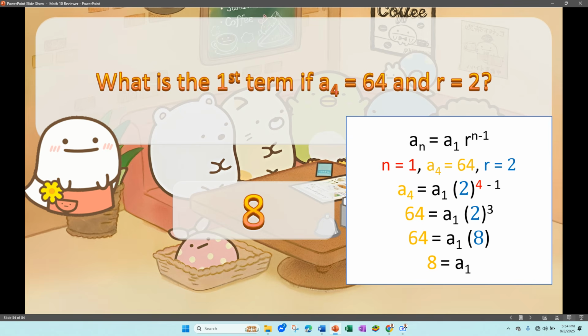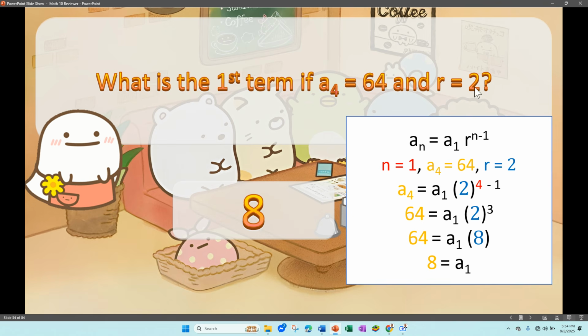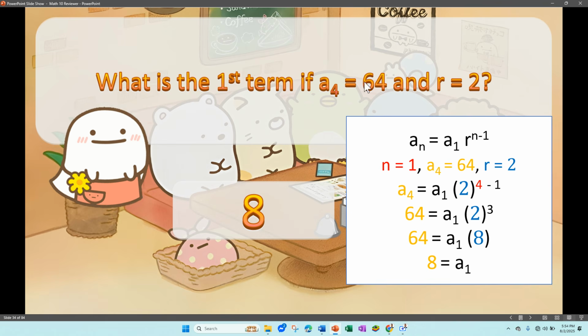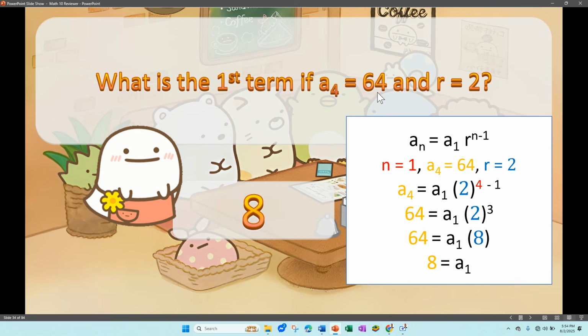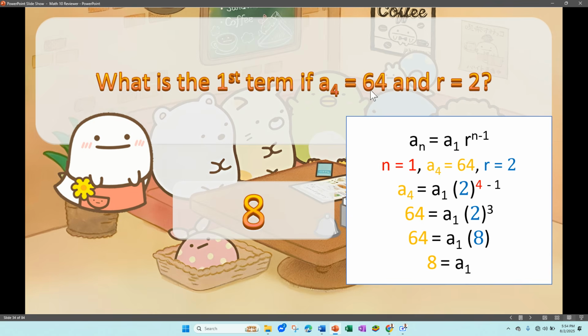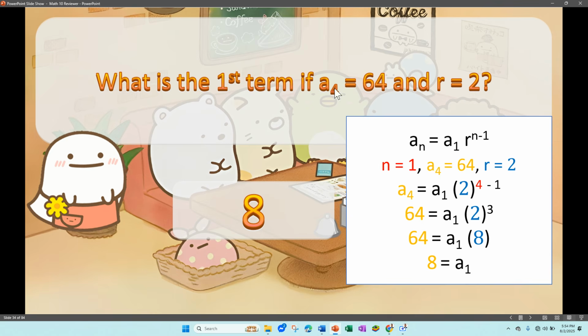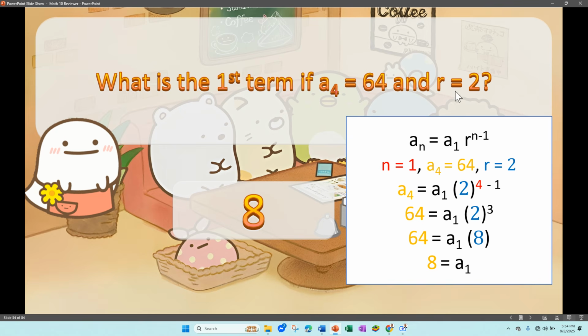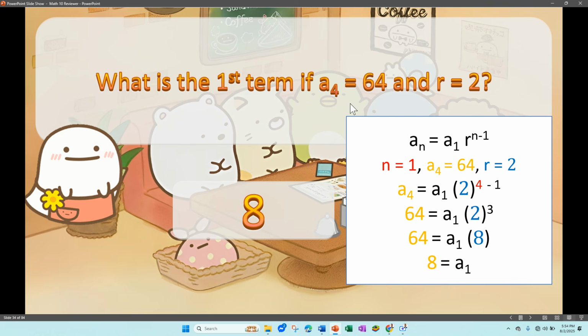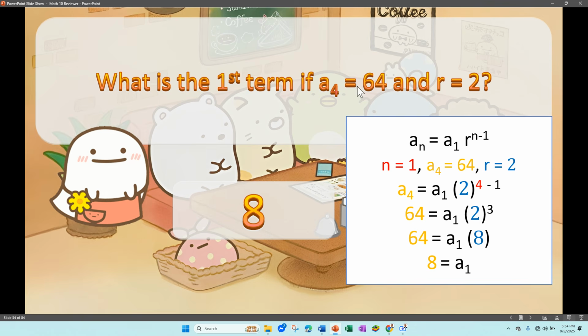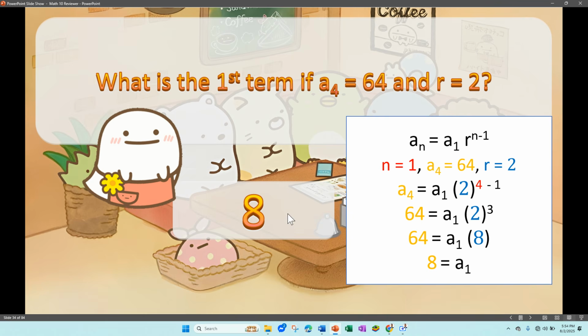Or, to make it easier, since the fourth term is 64 and we know that the common ratio is 2, all you need to do is divide this by 2. So, if we divide this by 2, the answer is 32. That is the third term. 32 divided by 2 is 16. That is the second term. 16 divided by 2 is 8, and that is our first term.